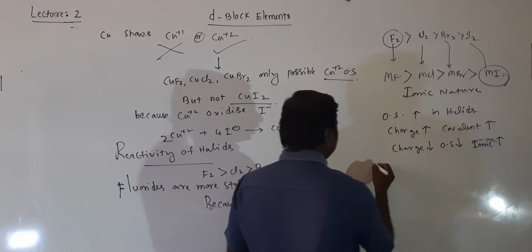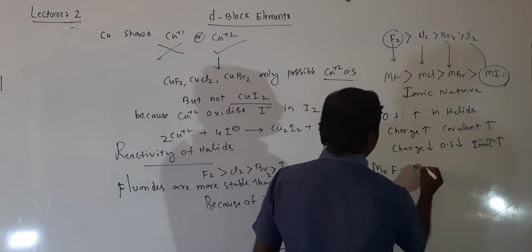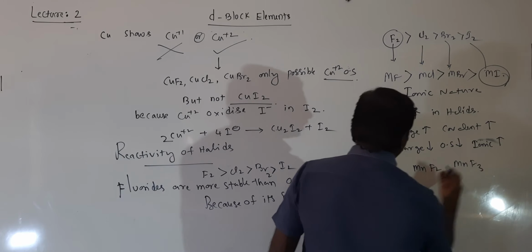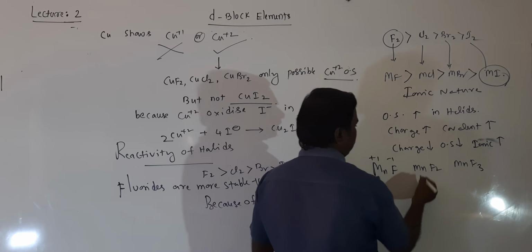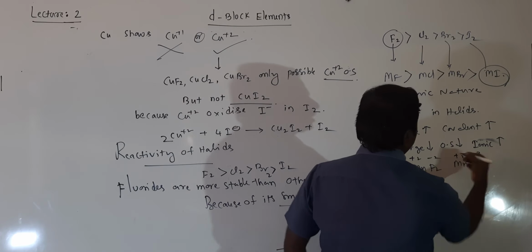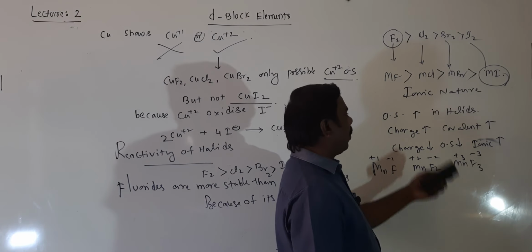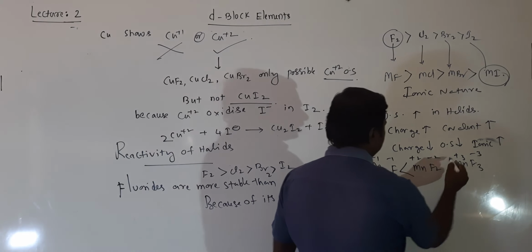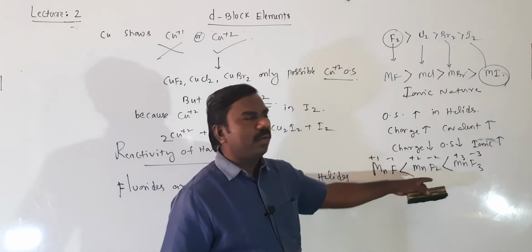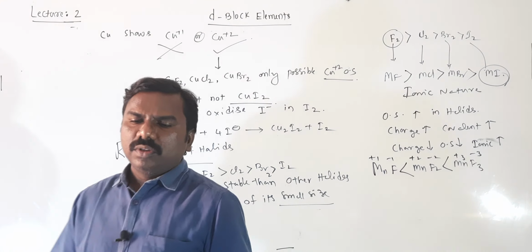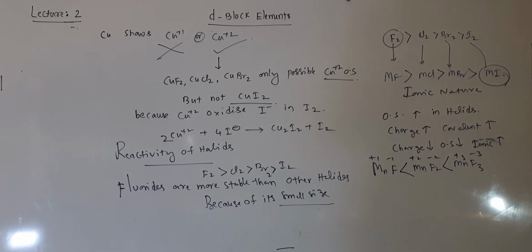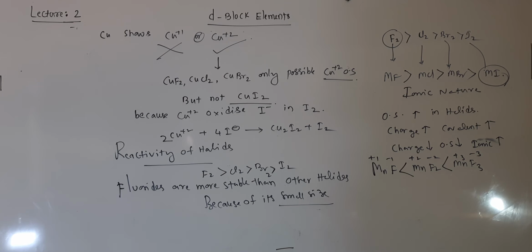Examples, simple examples: MnF, MnF2, MnF3. Mn will be plus 1, F is minus 1. Plus 2, it is minus 2. Plus 3, minus 3, 3 into minus 1, minus 3. So as charge increases, covalent nature increases. So this is the covalent nature order: MnF3 is more covalent than MnF. We know this point already, we read. Next, these are all under halides, their nature and the stability of halides in higher oxidation states.